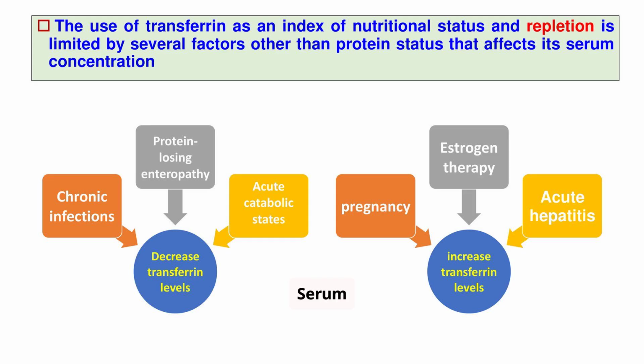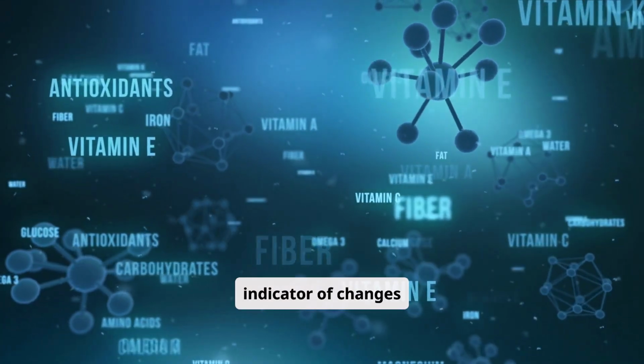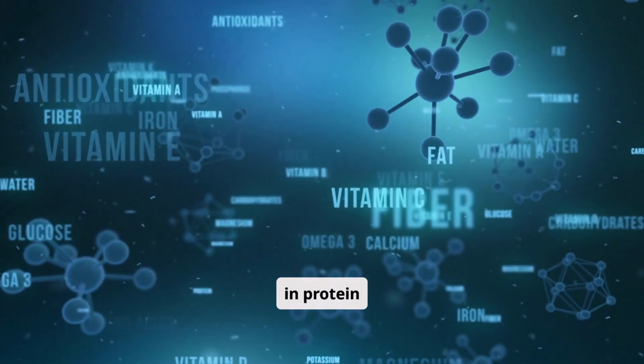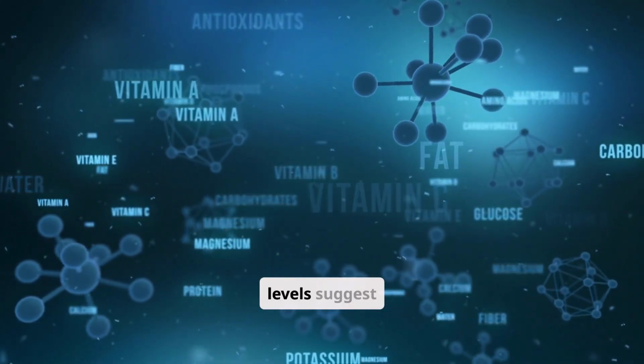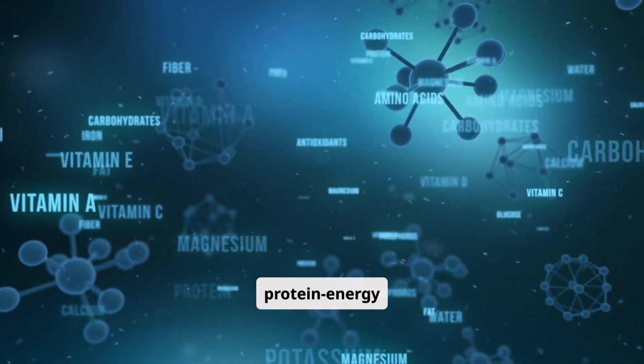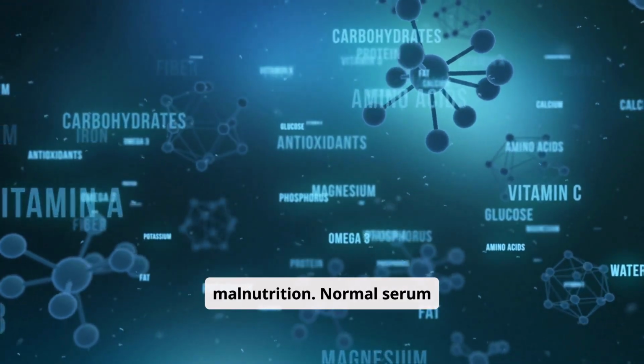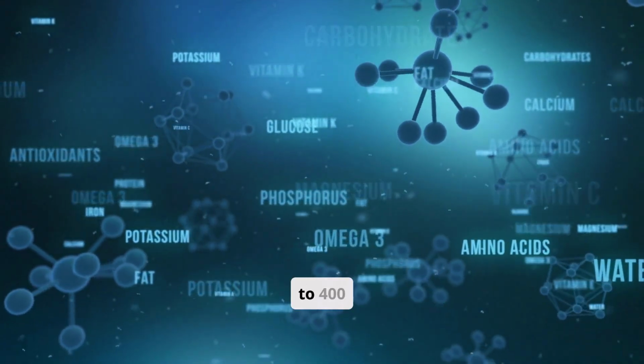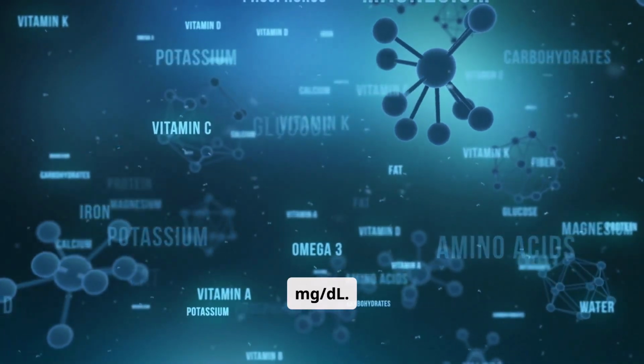Serum transferrin, synthesized in the liver, binds and transports iron in the plasma. With a shorter half-life than albumin, it's considered a better indicator of changes in protein status. Low transferrin levels suggest protein energy malnutrition. Normal serum transferrin ranges from 200 to 400 mg/dl.